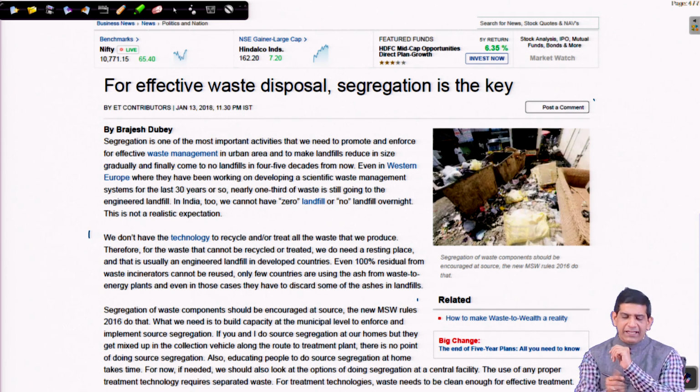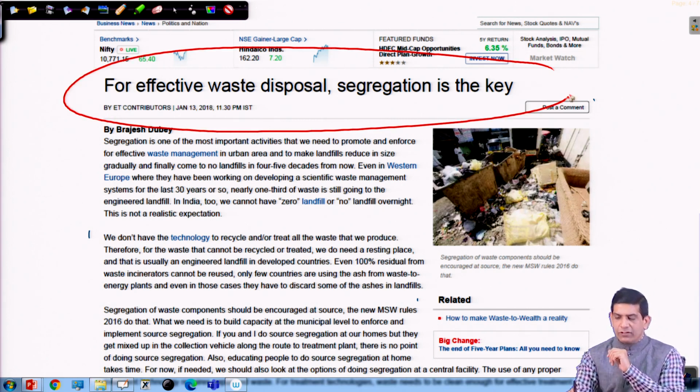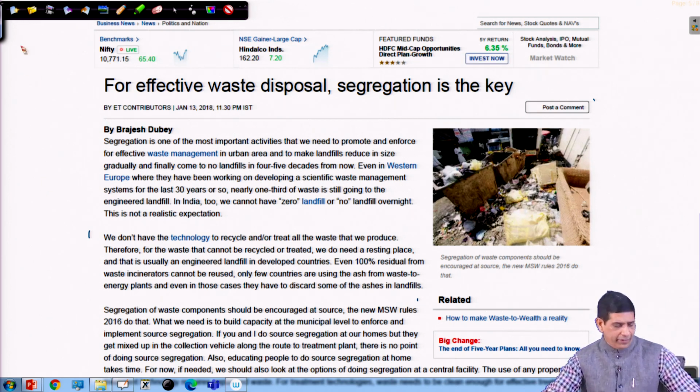Here we say very clearly that for effective waste disposal, segregation is the key. If you don't do segregation, and I explain that in more detail there, you can read how segregation is important for composting, for anaerobic digestion, for waste to energy, and the residual has to go to a final resting place and all that. If you are interested, you are encouraged to look at this as well. So let's keep on moving.